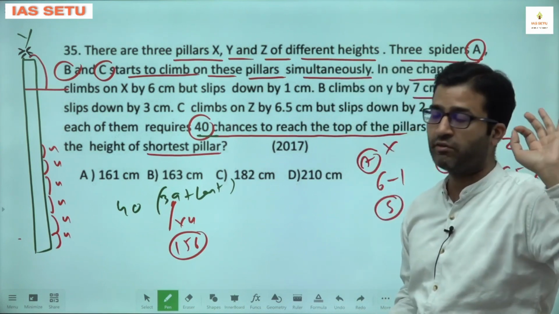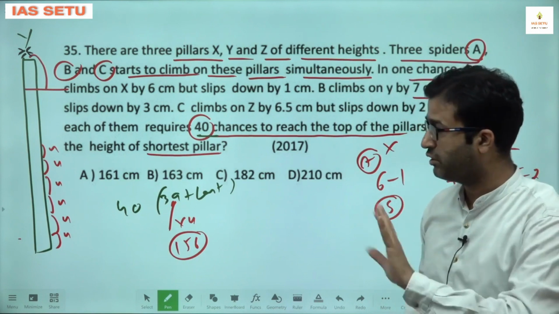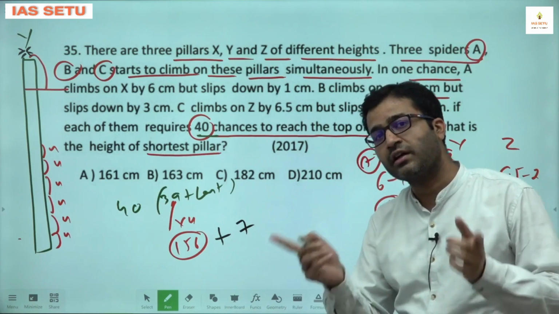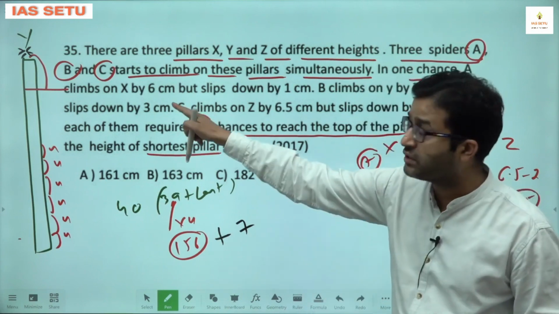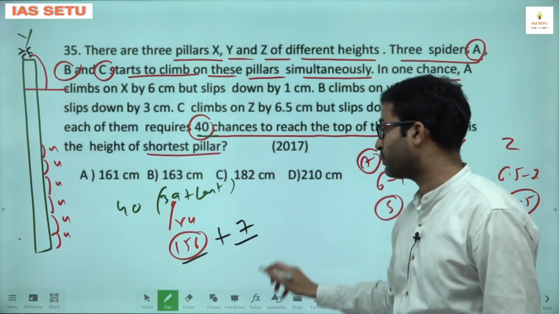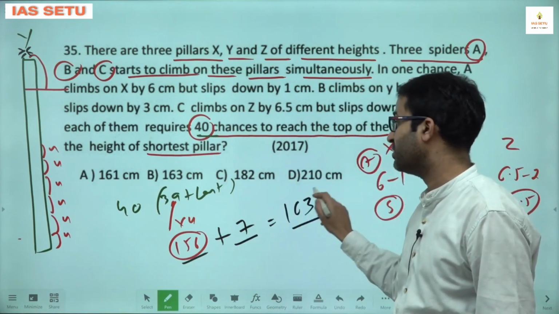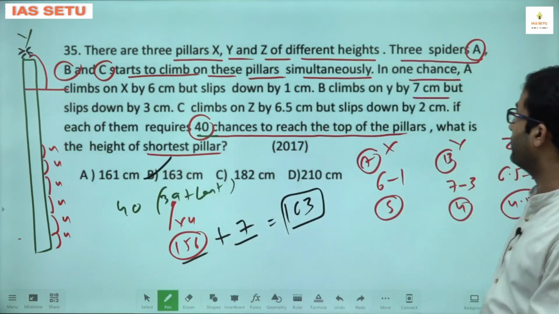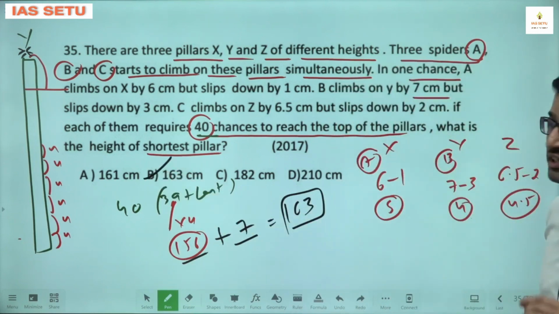Now it will not come down. Whatever you show, chocolate, whatever, it will not come back. So in the last chance, the spider will only climb, it will not slip down, because that spider has already reached the top. So here 156 plus 7 is 163 centimeters. So the answer is B. The shortest pillar here is 163 centimeters.